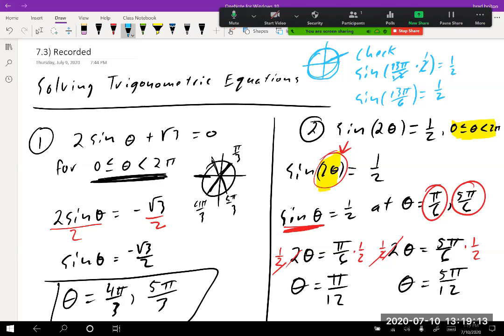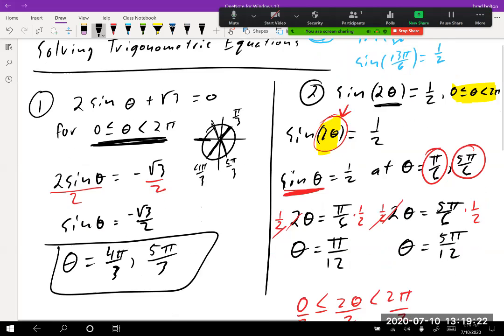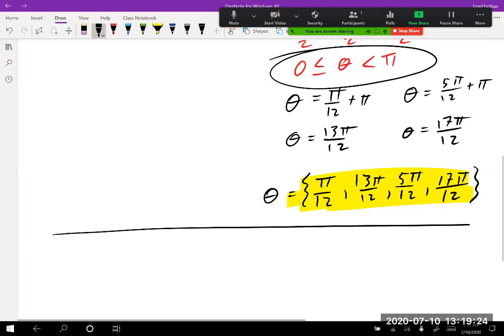So that's what I'm doing, checking all of these answers and making sure that they would work in the original, and they do. So that's just something you have to be careful of. Whenever there's something inside with the theta, you have to be careful of that. Okay, let's look at number 3.